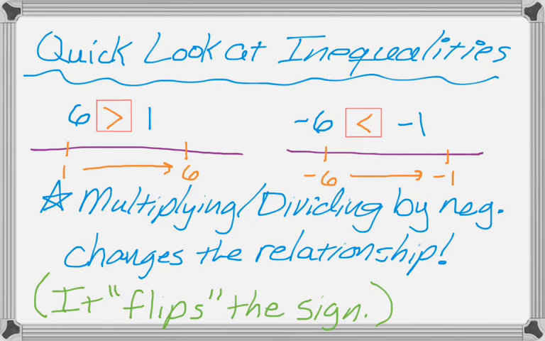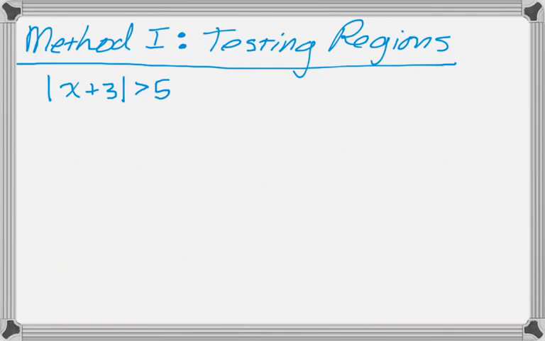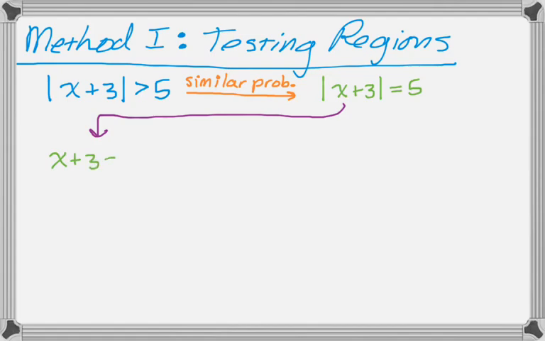So let's take a look at the first method, which is the method of testing regions. So we have this absolute value inequality: the absolute value of x plus 3 is greater than 5. What I'm actually going to do is look at a similar problem, which is the absolute value of x plus 3 is equal to 5. It's a different problem, but it's not very different. And I'm going to solve this. We should know that we get two different equations. One where the thing on the inside is the same, so x plus 3 equals 5. The other where it's the opposite, so the opposite of x plus 3 equals 5.